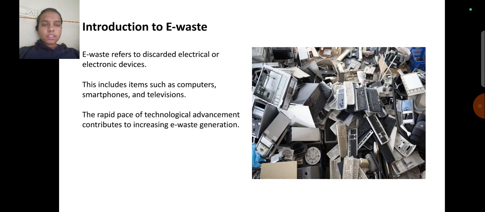Introduction to e-waste. E-waste refers to discarded electrical or electronic devices. This includes items such as computers, smartphones, and televisions. The rapid pace of technological advancement contributes to increasing e-waste generation. This is about the introduction to e-waste.